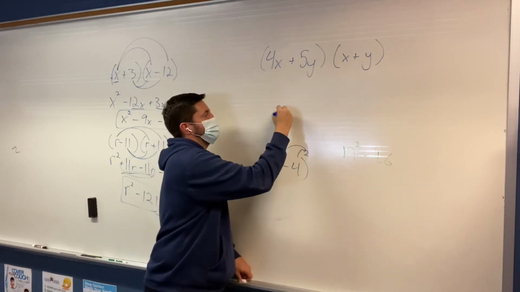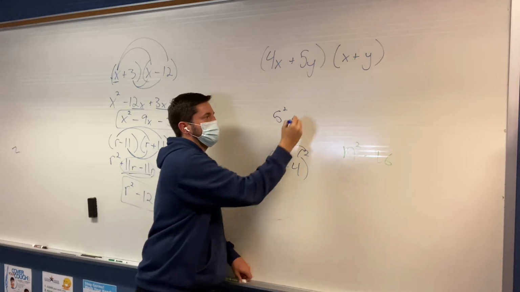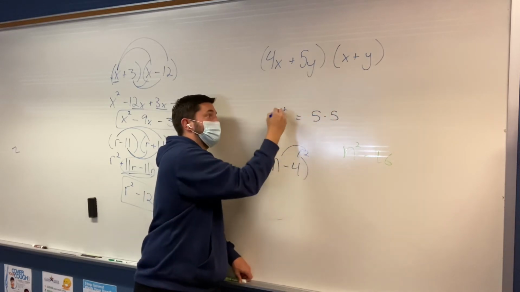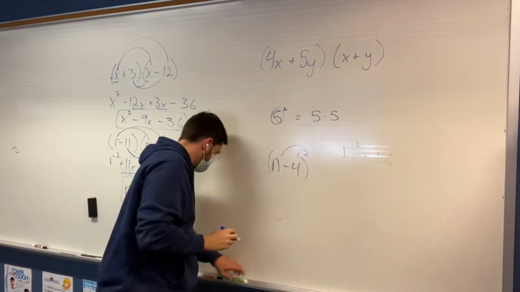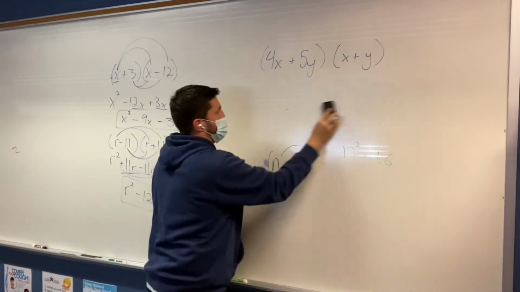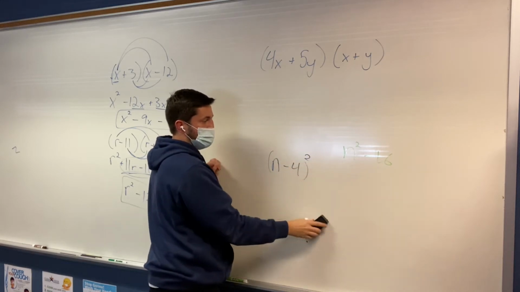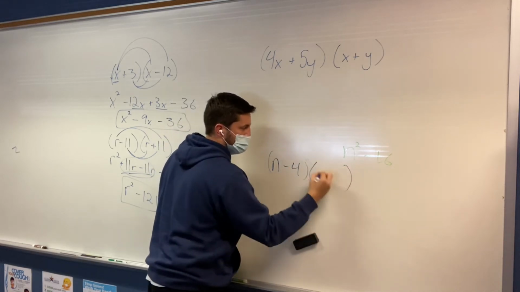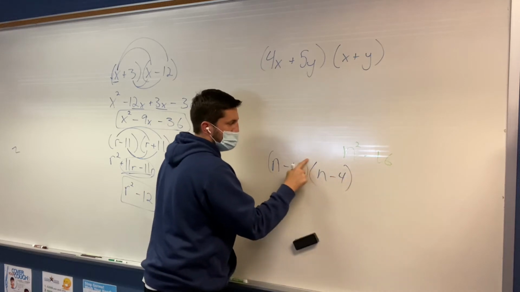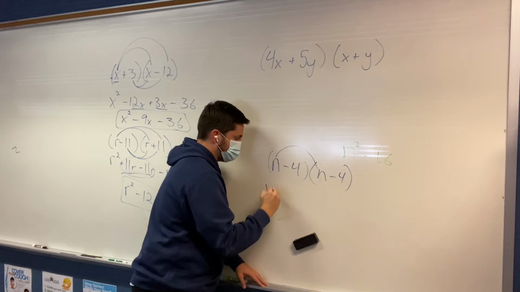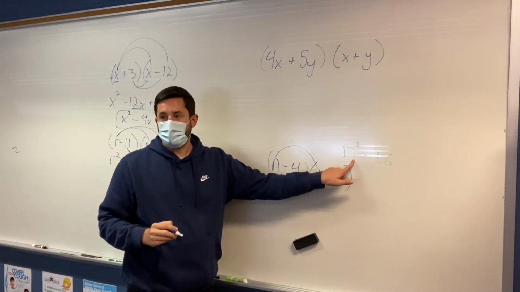Squared, if I said 5 squared, that's like saying 5 times 5. This twice. So I'm going to say n minus 4. So n minus 4 squared is like saying n minus 4 times n minus 4. Twice, yeah, exactly. So I do get my n times n is n squared.